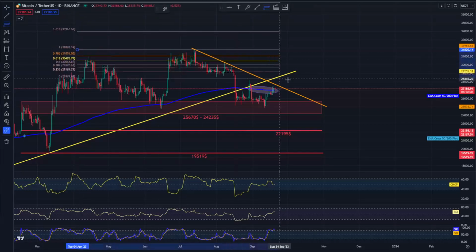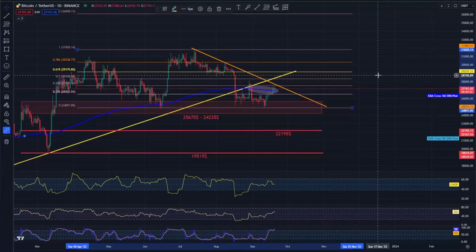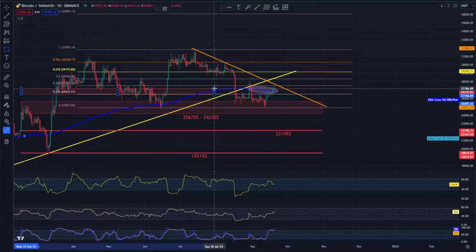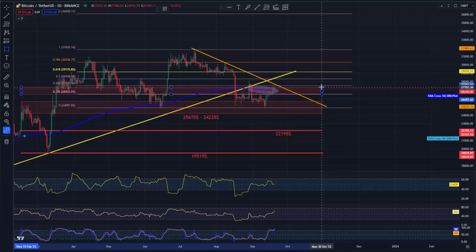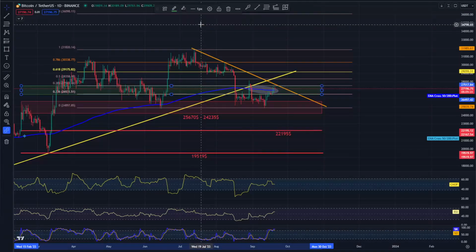Looking the other way, we can determine resistance locations in a similar way using the fib retracement tool. First, we will mark the resistance zone from $26,497 to $27,517, where the price is currently fighting at the upper limit.